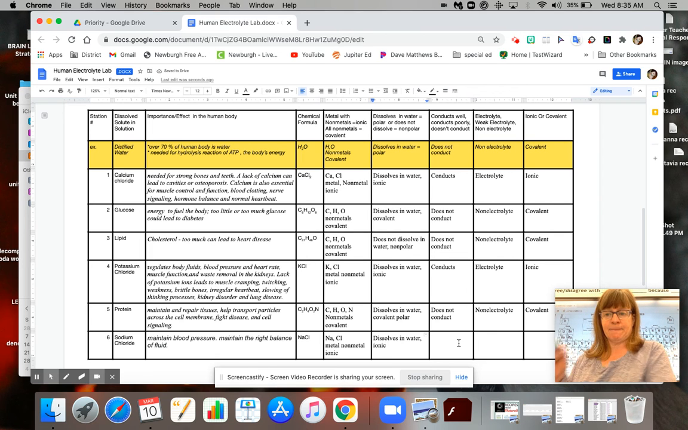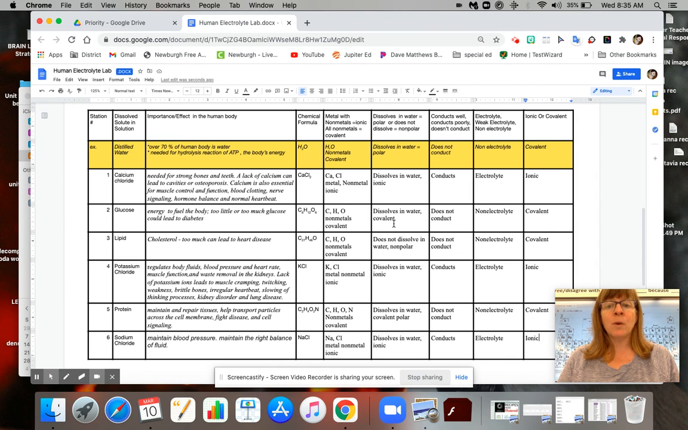Let's see if it conducts. And it's blinking. It's conducting. Okay, so conducts. That makes it an electrolyte. And again, electrolytes are ionic. Okay, so you should see some patterns here. All of the electrolytes were ionic. The non-electrolytes were covalent.